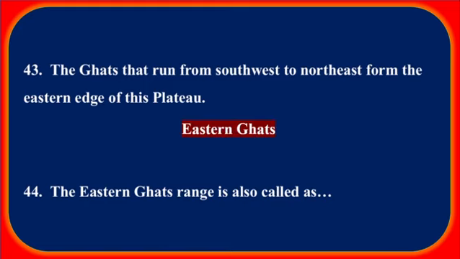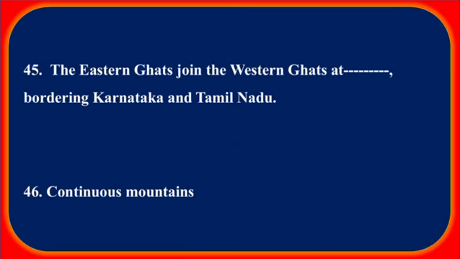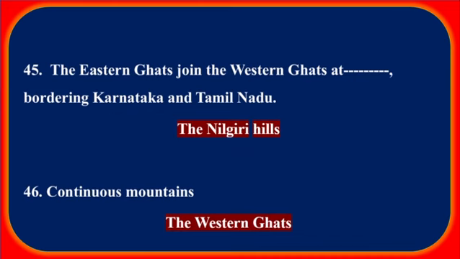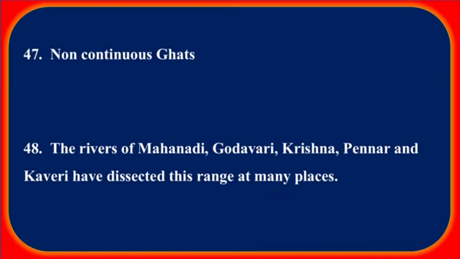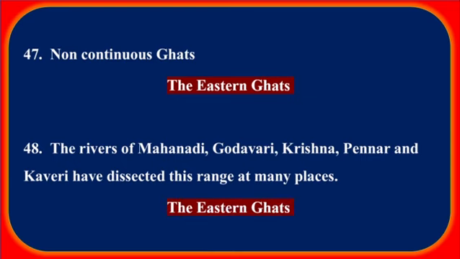The Ghats that run from southwest to northeast form the eastern edge of this plateau. These are the Eastern Ghats, also called Purvaghat. The Eastern Ghats join the Western Ghats at the Nilgiri Hills, bordering Karnataka and Tamil Nadu. The Western Ghats are continuous mountains, while the Eastern Ghats are non-continuous. The rivers Mahanadi, Godavari, Krishna, Pennar and Kaveri have dissected this range at many places. Thank you.